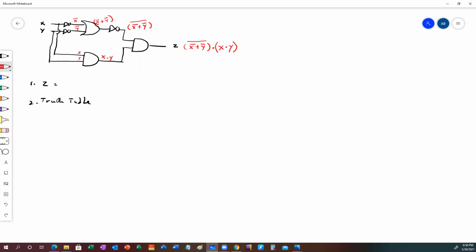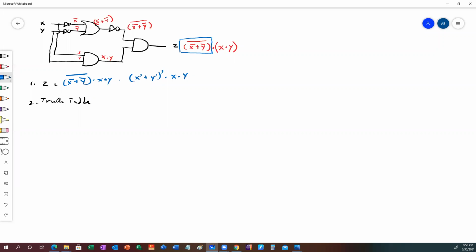This bracket is compulsory. If it is not bracketed, it is wrong. So you can write the expression X bar OR Y bar, full bar, and X and Y. Or the other one is X bar OR Y bar, full bar, and X and Y. This one is the expression.